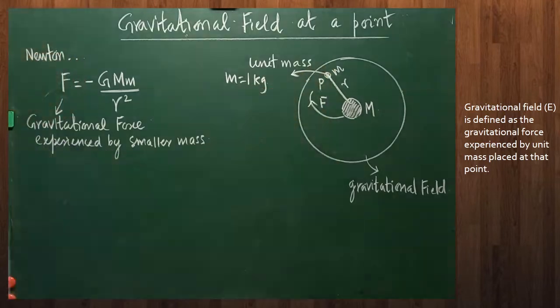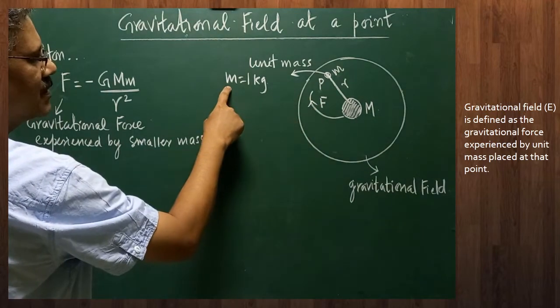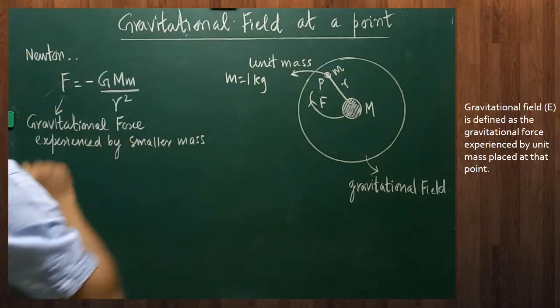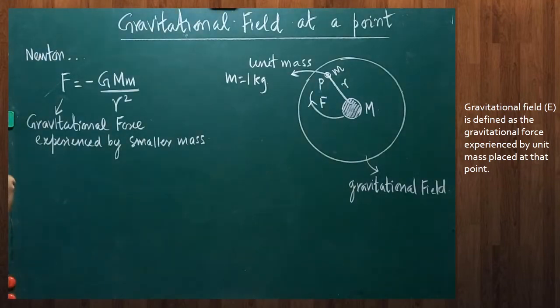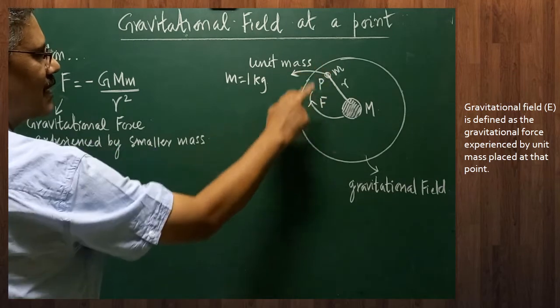So how much mass must be placed? Unit mass must be placed. So I have written two letters, F and m. So to define the gravitational field, is it clear? Which two are required? The force is required and the mass is required.